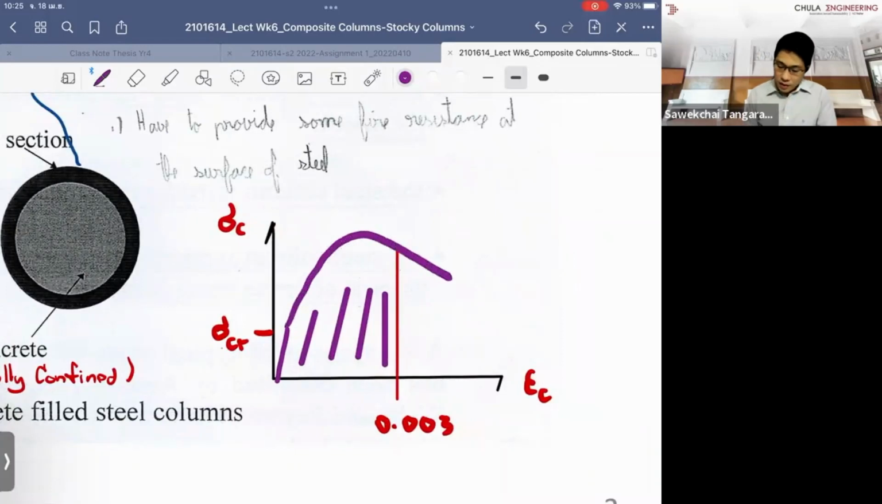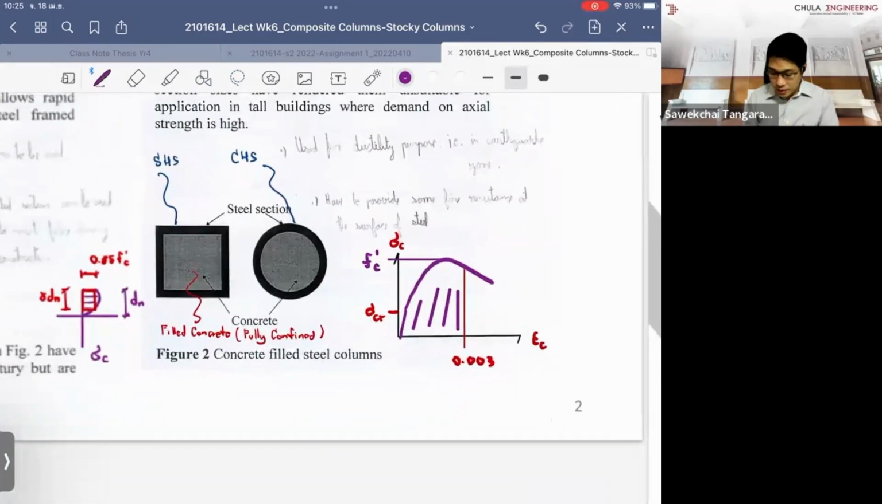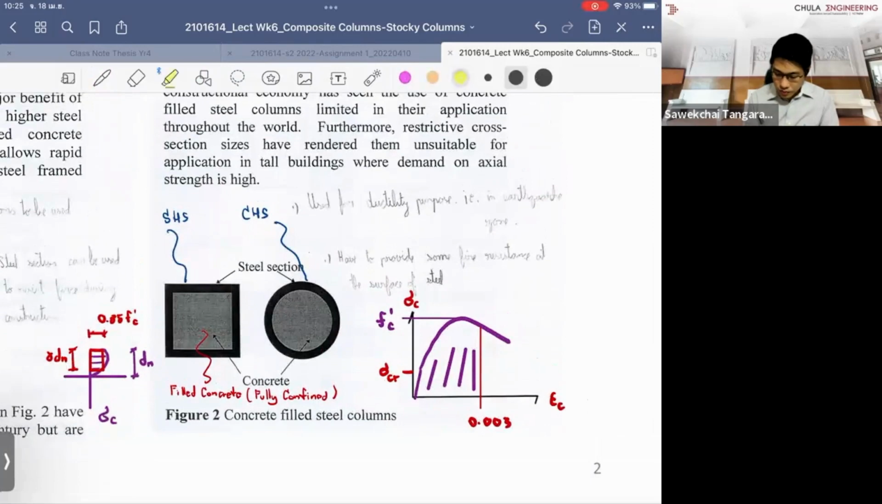Okay, good now. So the maximum strength of the concrete, which is this level, is equal to F prime C, right? But when we do the design, we only use up to 85%. We don't use the full F prime C because we use equivalent rectangular block diagrams.